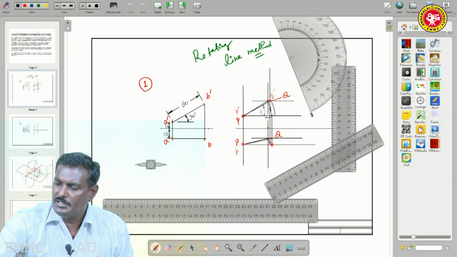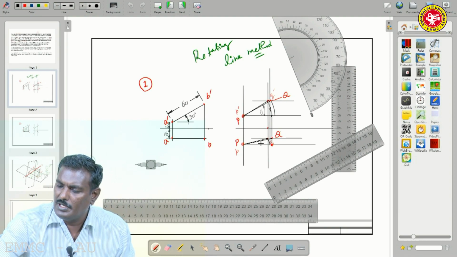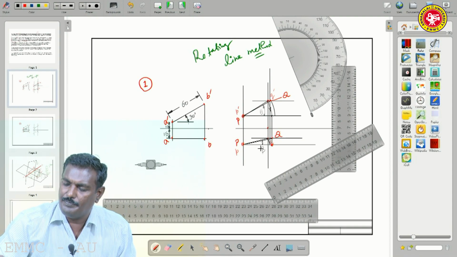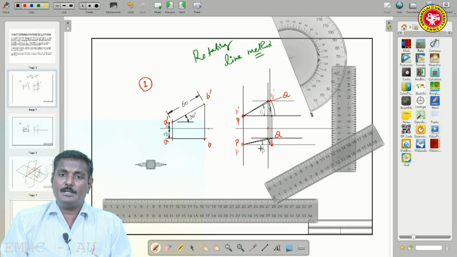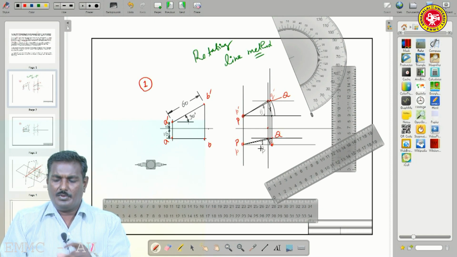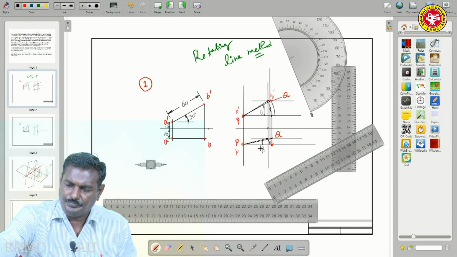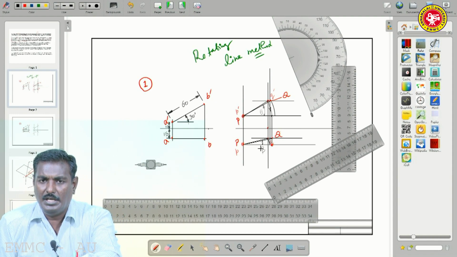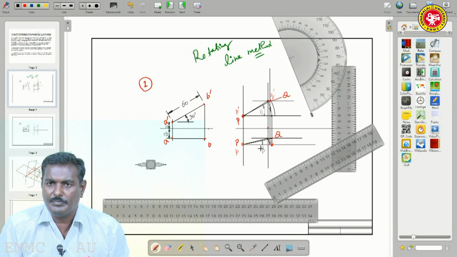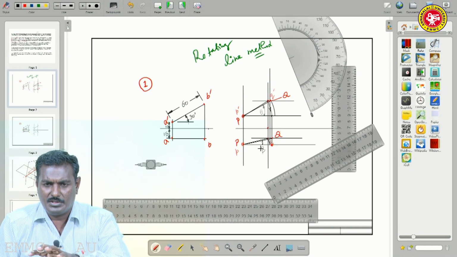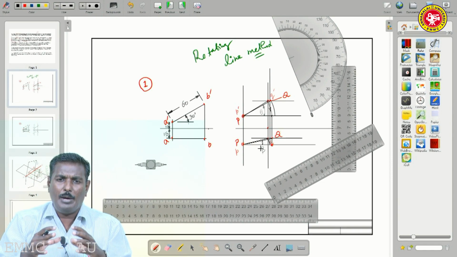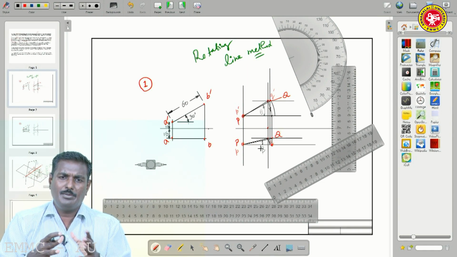Here, this angle is nothing but beta. So, this is the concept to observe the true length. I think everyone understands this. So, you may be confused about how to obtain the true length. So, that is important.